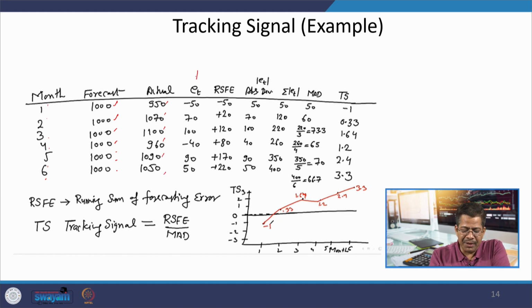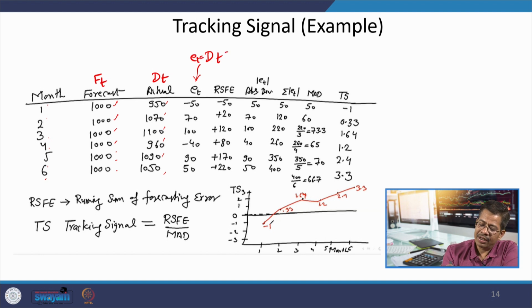For the respective period, the forecasting error is sometimes minus. This ET is, this is DT, this is FT. So, the ET calculation is DT minus FT. So, minus 50 plus 70 plus 100 minus 40 plus 90 and like that. Now, the running sum of forecasting error: minus 50, plus 20 because of the 70 addition, because of the 100 addition it is 120 and so on up to 220.